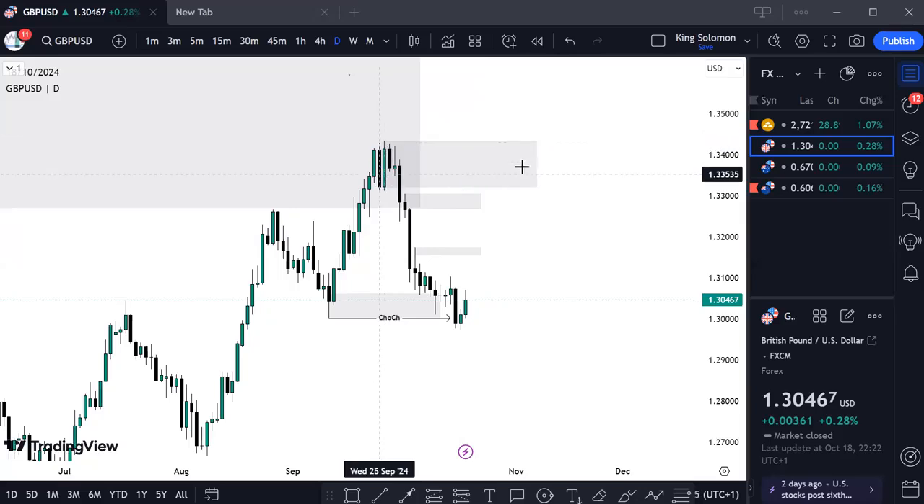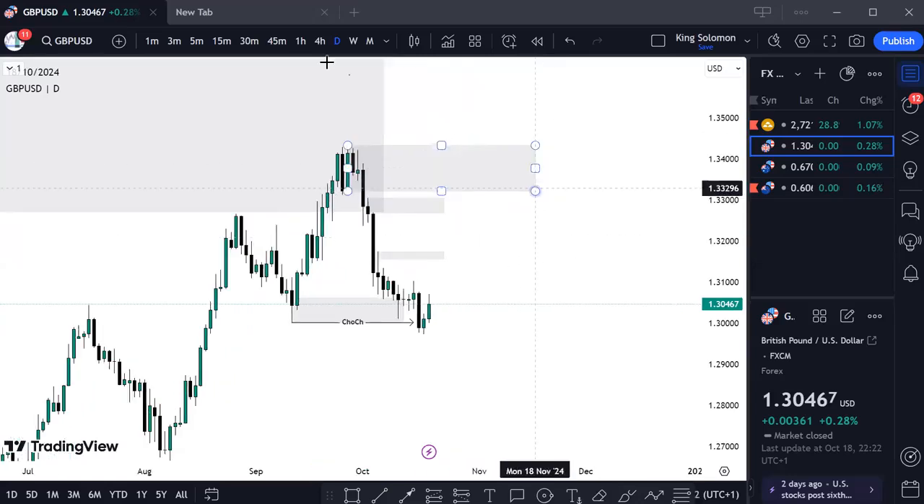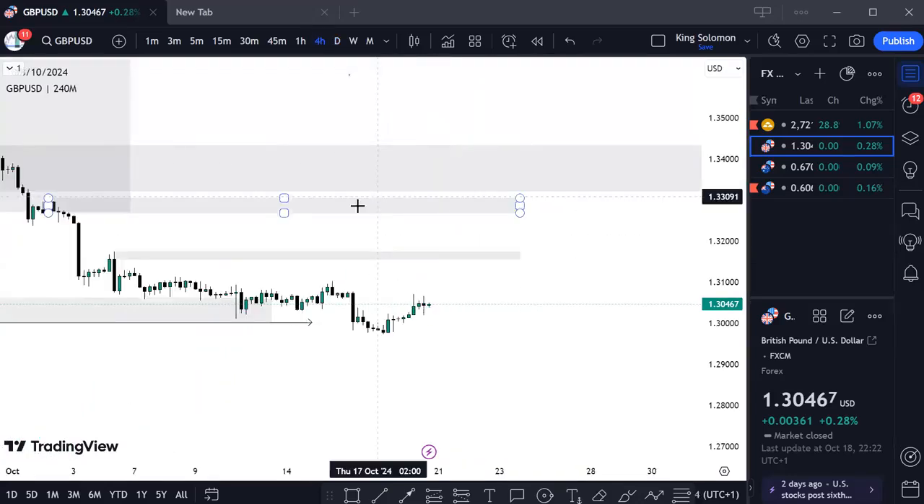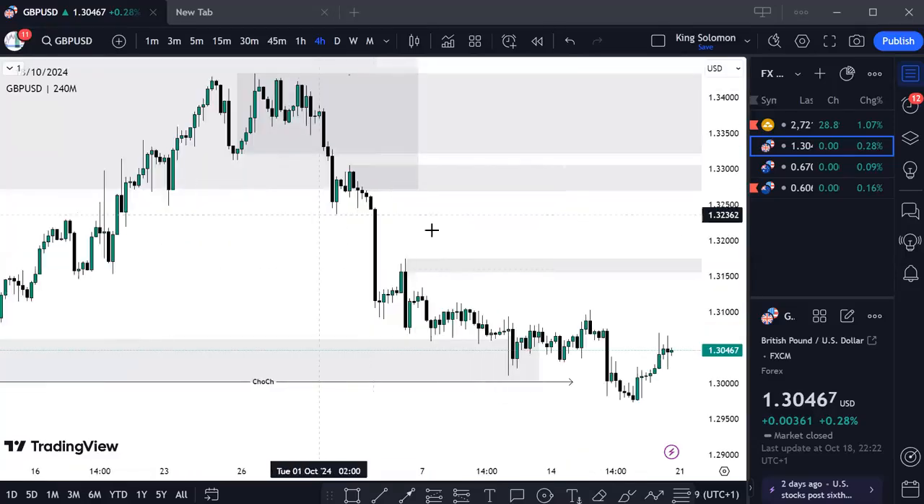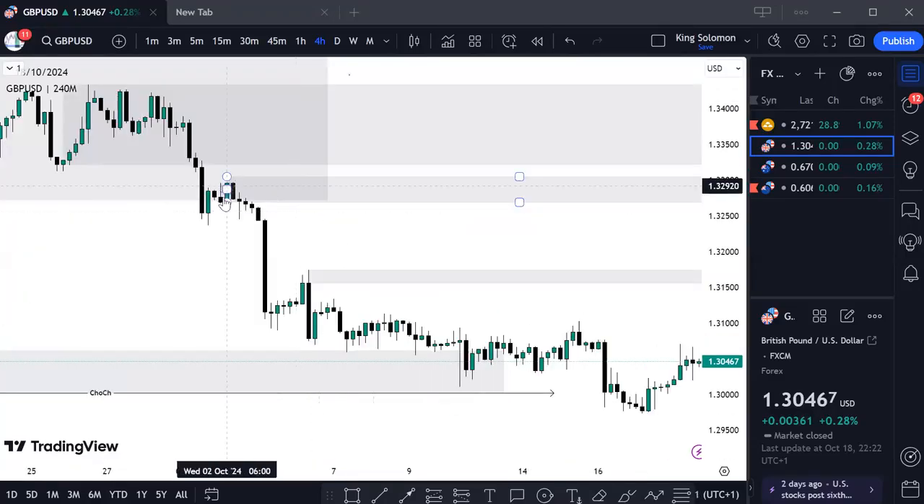All right, so I mark this as my supply zone. So this is going to be my extreme supply zone. And then I dived down to the 4-hour time frame to look for a subordinate supply zone. And at this point, I was able to see this green candlestick also, right?